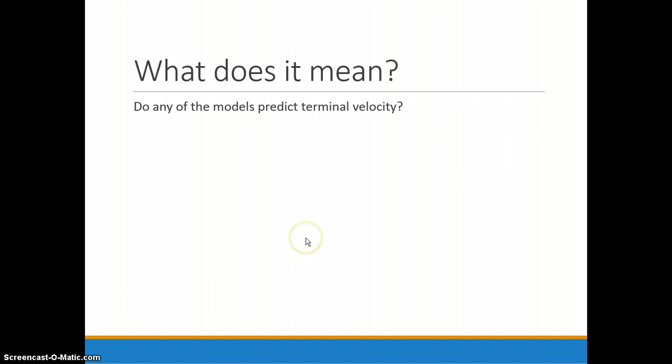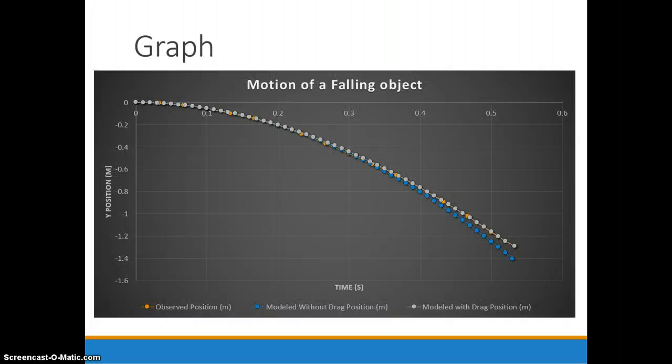Now, what does it mean? Do any of the models predict terminal velocity? They don't actually predict terminal velocity because the slope of both lines is changing, and so the velocity is as well. If given enough time, though, these lines will eventually go linear, and that's when we'll see the terminal velocity.